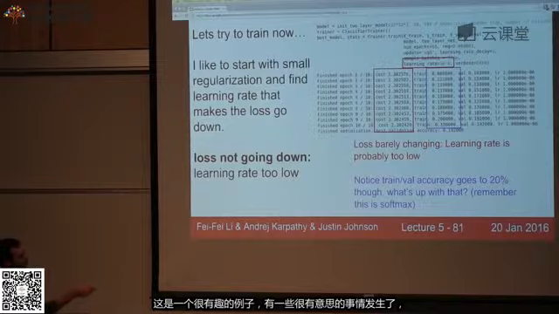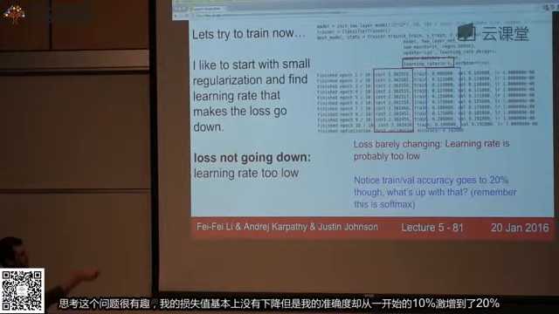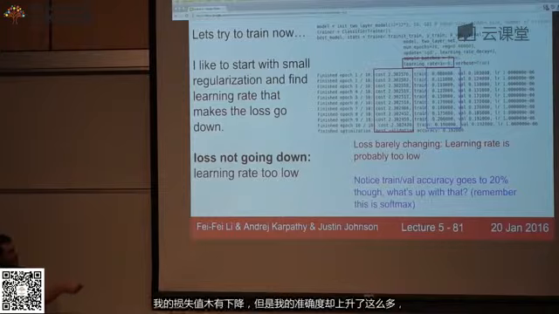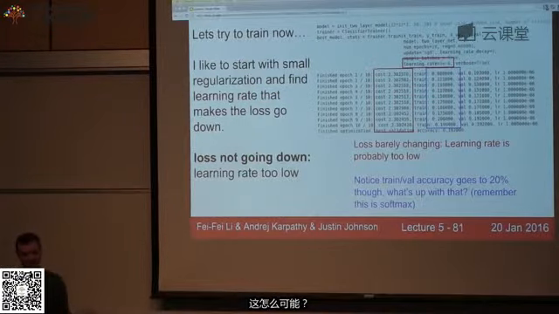By the way, this is a fun example of something funky going on that is fun to think about. My loss just barely went down, but my training accuracy shot up to 20% from the default 10%. How does that make any sense? My loss just barely changed, but my accuracy is so much better than 10%. How is that even possible?